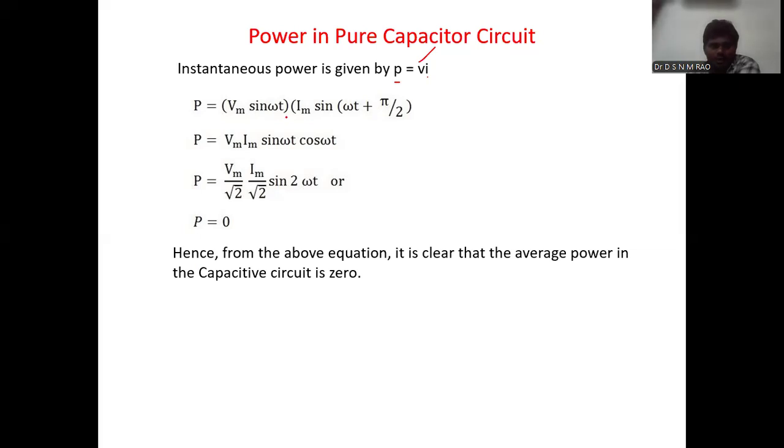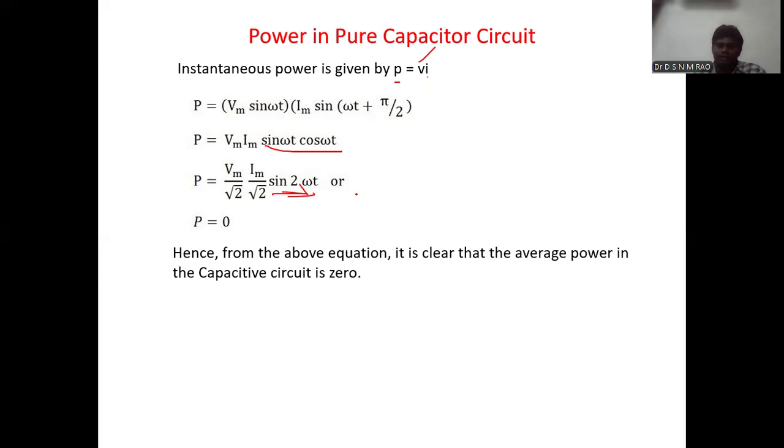So Vm into Im into sin omega t into sin of theta plus 90, which is written as cos theta. So cos omega t. Here also we can multiply and divide by 2 in this equation. Vm Im can be written as root 2 into root 2, so Vm by root 2 into Im by root 2 into 2 sin theta cos theta. Here 2 sin theta cos theta is nothing but sin 2 theta. So Vm by root 2 into Im by root 2 into sin 2 theta. Again this equation contains a sine function.